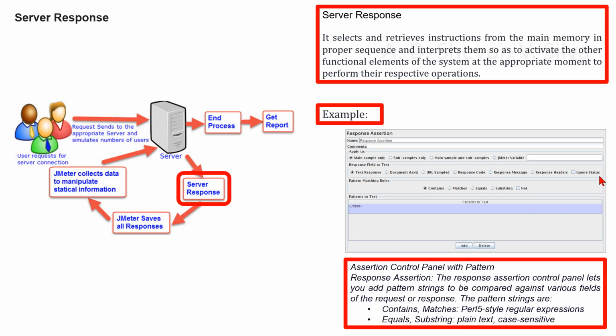Ignore status instructs JMeter to set the status to success initially, and ignore it initially. The overall success of the sample is determined by combining the result of the assertion with the existing response status. When the ignore status checkbox is selected, the response status is forced to successful before evaluating the assertion.